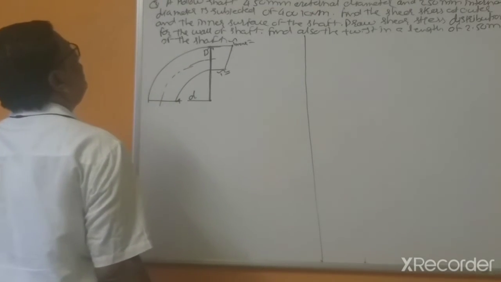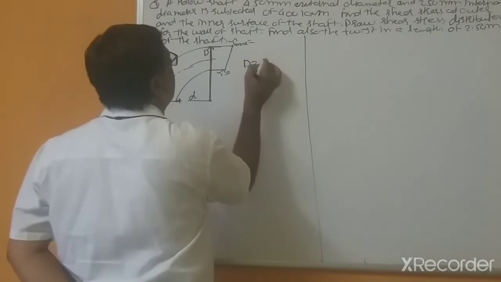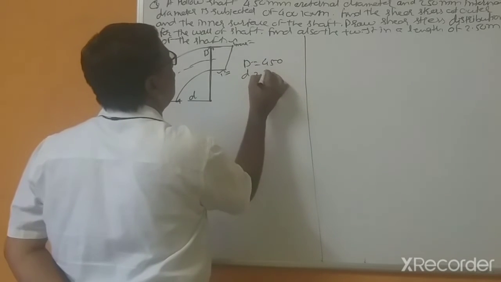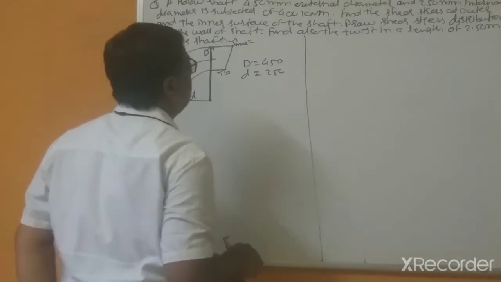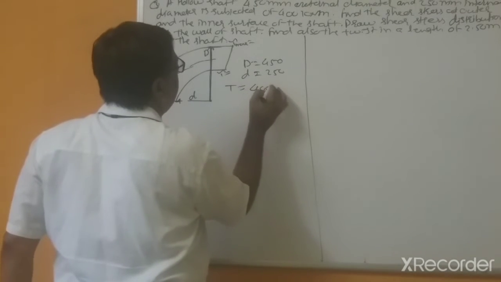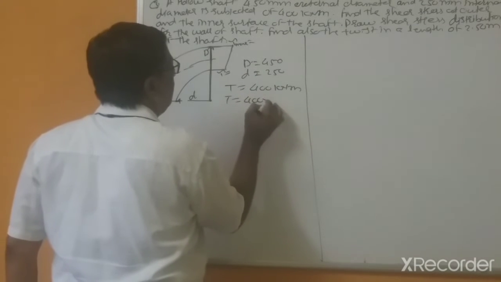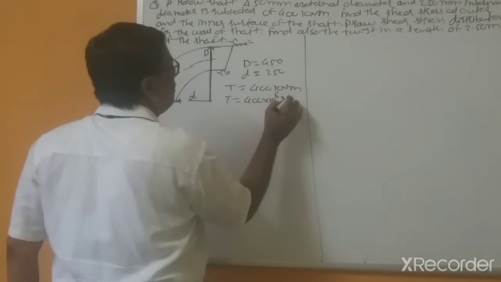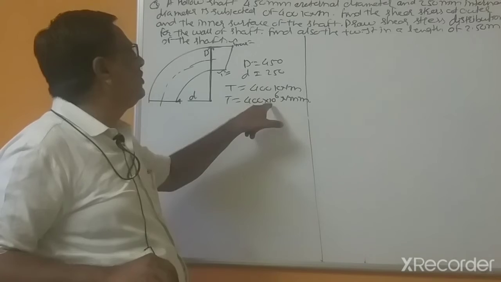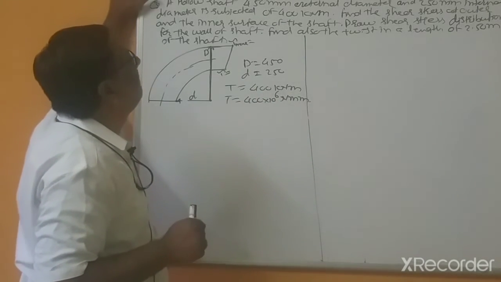So capital D equal to 450 for the hollow shaft, small d equal to 250. T equal to 400 kilonewton meters means 400 into 10 to the power 6. So this is 10 to the power 3 for kilo and 10 to the power 3 for meter to mm.